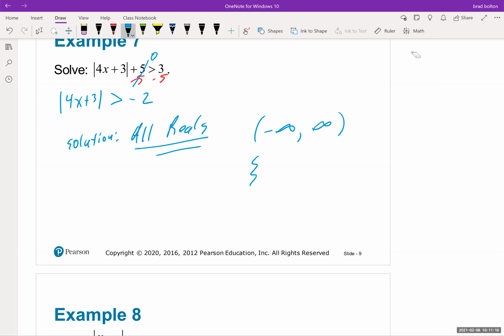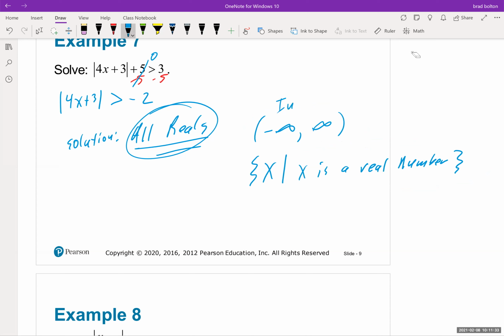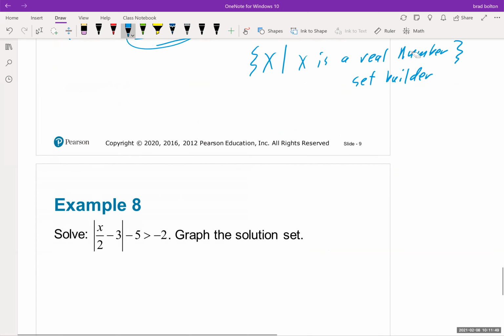You could also write it like this, x such that x is a real number. That's also how they might ask for it in the book as well. But this means the same thing. These two are nicer. This is in interval notation, and this is in set builder. So more than likely, in your book, you're going to have to do one of those two, okay? So please use one of those two when you're answering. And sometimes they'll specifically ask for interval, or sometimes they'll specifically ask for set builder. Please use the correct one.